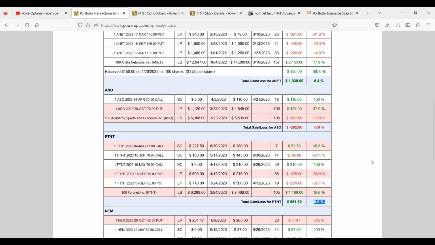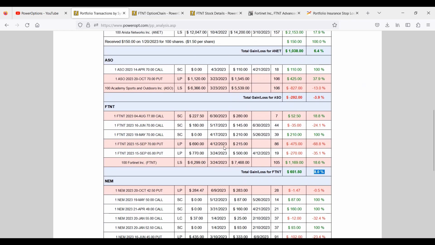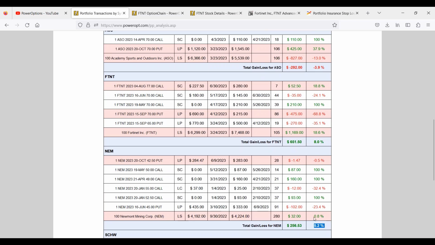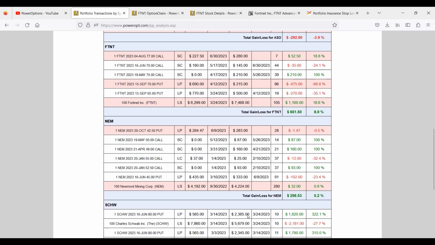It's currently up 8% on the trade in just a little over 3 months. So I'm hitting my goal of 1.5% per month for the Fortinet, really exceeding it. It's over 2% per month. But in any case, ASO is down, of course. That's been a big drop. NEM's at 5.2%. Now the Schwab position, that was a loss, but the stock fell over 31%. We only took a 5% loss with a married put structure. I still call that a win.